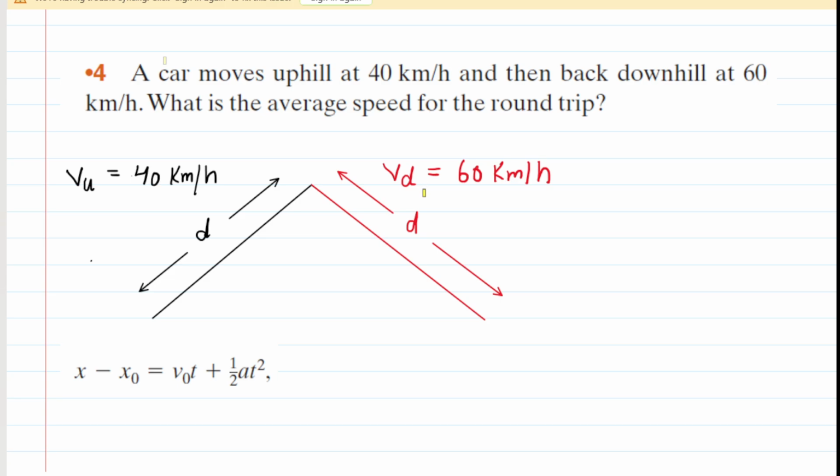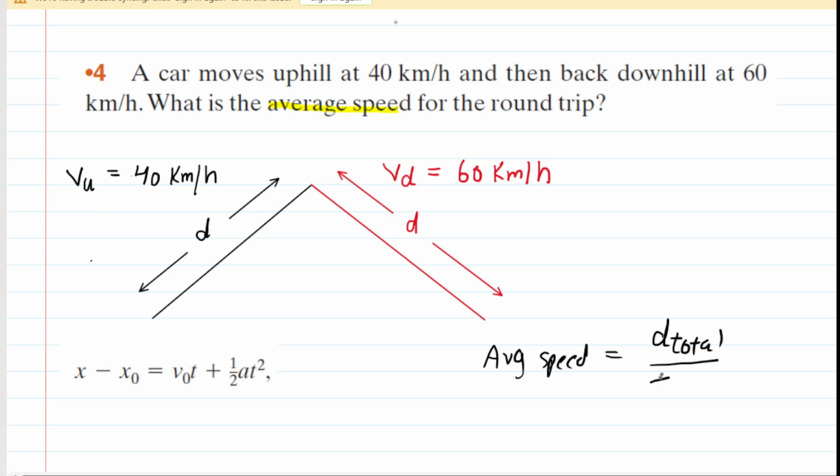Now, let's consider the main question, which is average speed. So, of course, we want to think about what the equation for average speed is. Hopefully we know that the average speed of an object is defined to be the total distance, which we're just going to say is d total, divided by the total time. So we'll call that t total. So what we're going to need is two pieces of information. We're going to need the total distance that the car moves, as well as the total amount of time that it takes to do so.